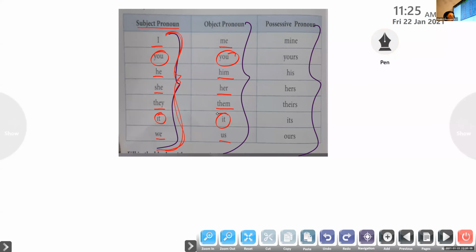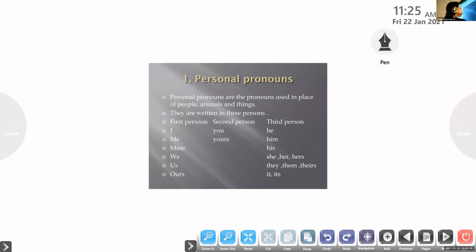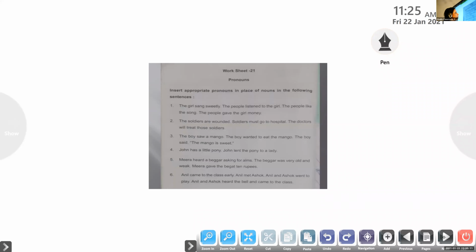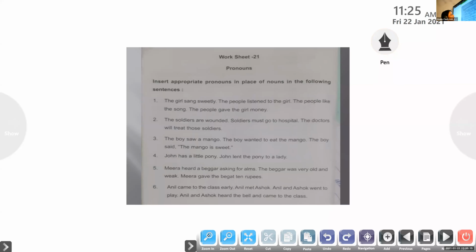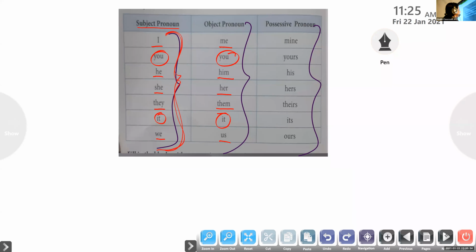So when you keep this in mind, we'll be able to do this exercise which we have already finished in the last session. I hope you have finished this exercise. Have all of you finished this exercise, children? Only if you know the subject and object pronouns well, you will be able to do this exercise well. Okay, now let's move on to the different kinds of pronouns. Are you all ready?